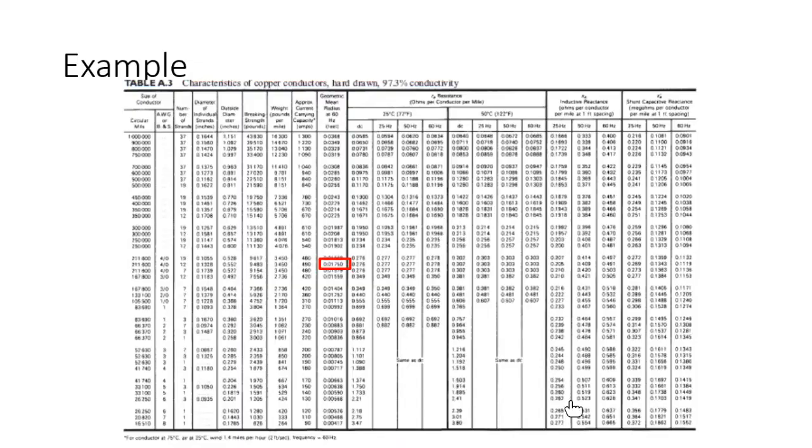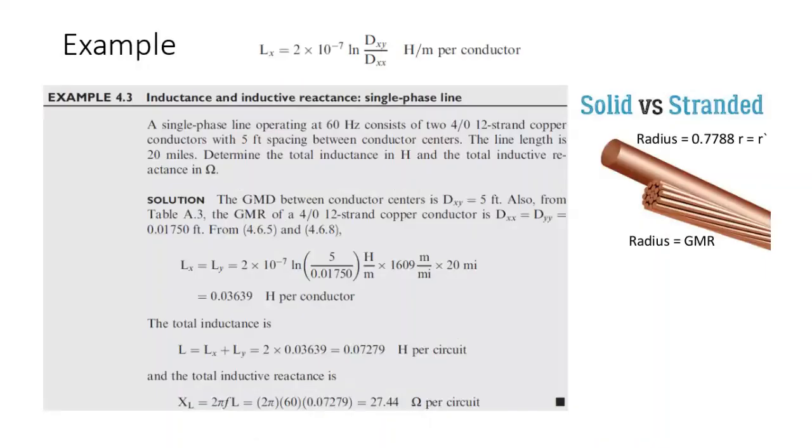Okay, Dxy over Dxx. Dxy you calculate in feet, for example, or inch. These should have the same units. So what is given here? 5 feet. Dxy is 5 feet. And Dxx, this is the geometric mean radius. So where do you go? You go to the conductor table, and then you will find it, 0.178. Where will I go? I will go for 0.12 strands. So I will go here.